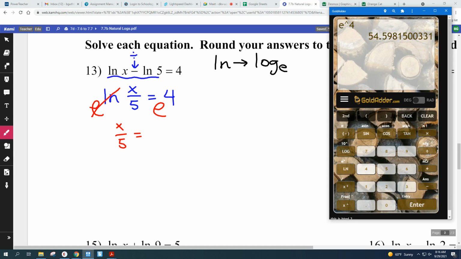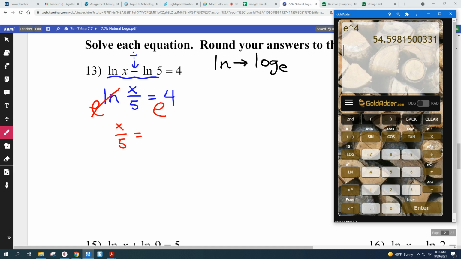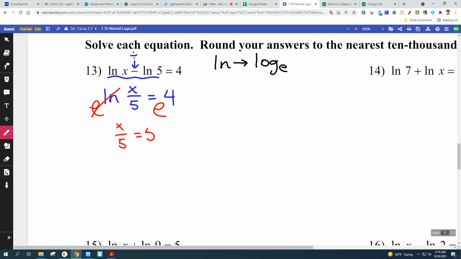E to the 4th power, 54 point, what does it say to round the thing to? 10,000, that's how many decimals? I think that's 4 decimal places, so 54.5982.